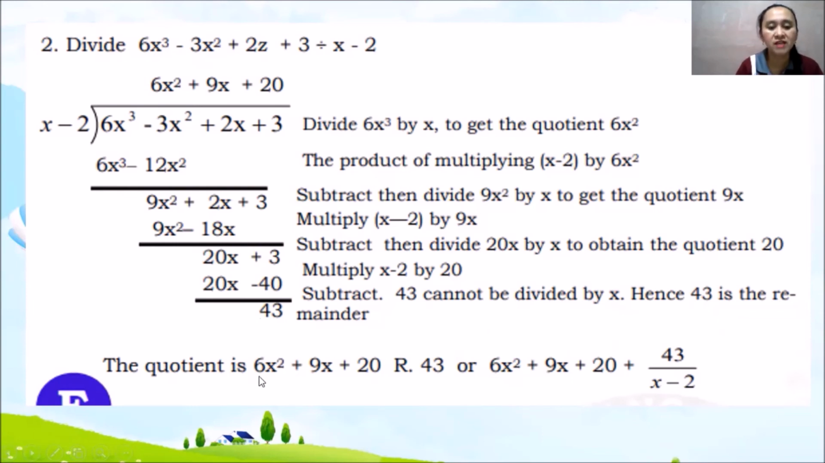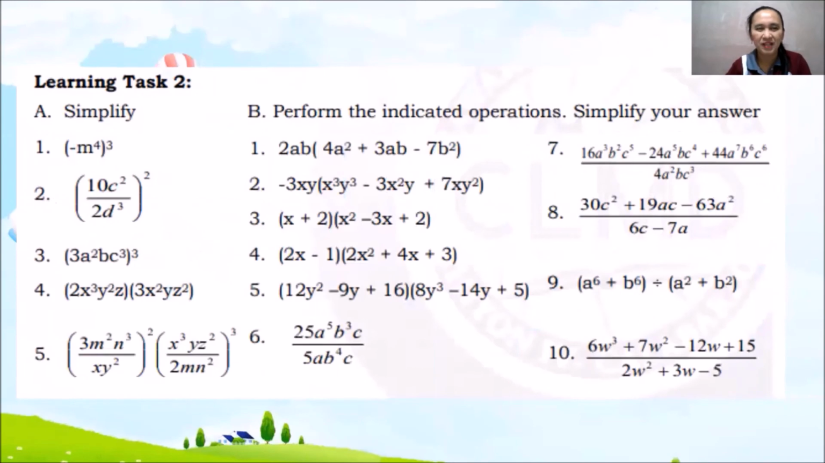Therefore, the quotient is 6x squared plus 9x plus 20. We have remainder of 43. Kaya pwede siyang isulat ng 6x squared plus 9x plus 20 plus 43 over x minus 2. So I hope clear how to divide a polynomial. So apply the steps in dividing polynomials.